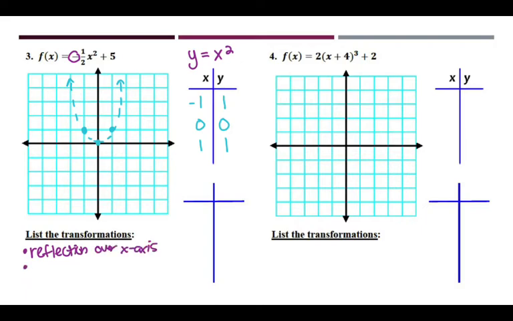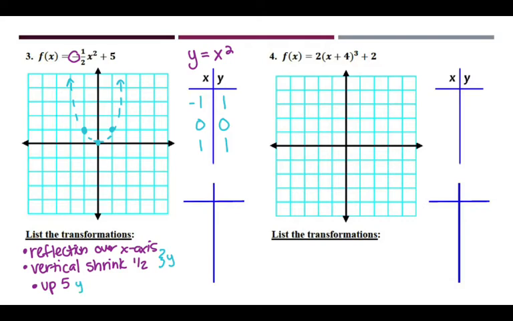That 1/2 is going to be a vertical shrink or a vertical compression. And I don't have anything inside my square, so I'm not moving to the left or to the right at all, but I have that +5, so that means I am moving up 5 units. Reflection and vertical shrink, that is going to affect my y's. And moving up is also going to affect my y's.